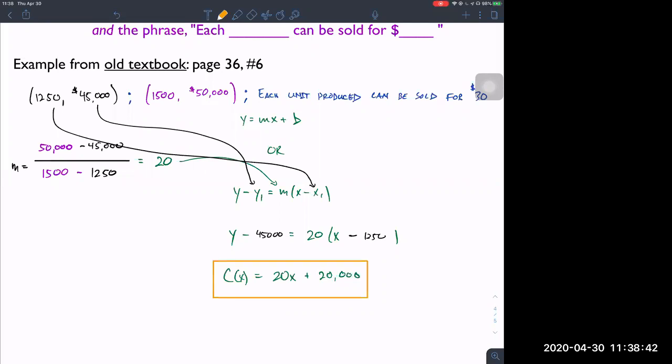Make sure I didn't make any typos. So it's 20 times negative 1250 plus 45,000. Yeah, that's good. So we're looking for the revenue function next, and then in turn that will allow us to find the profit function.